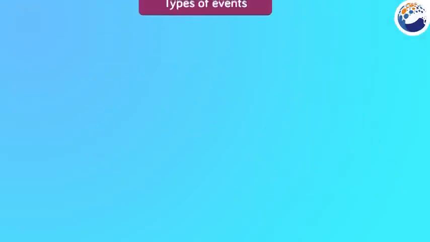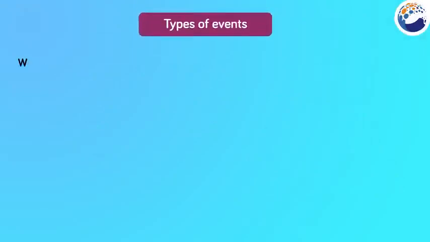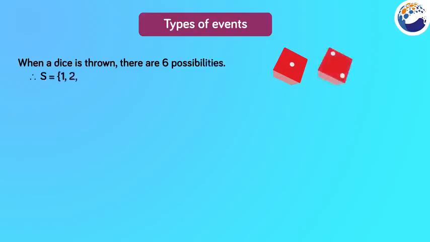Types of events. When a dice is thrown, there are 6 possibilities. Therefore, S = {1, 2, 3, 4, 5, 6}. Therefore, n(S) = 6.